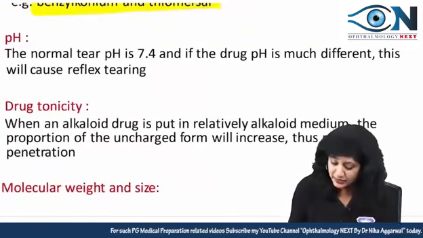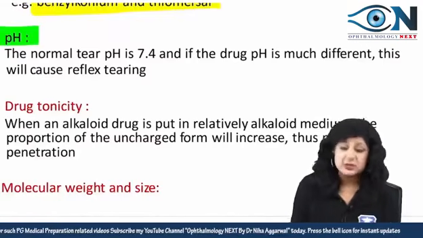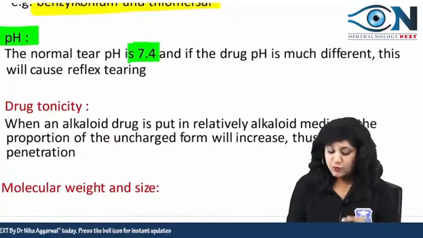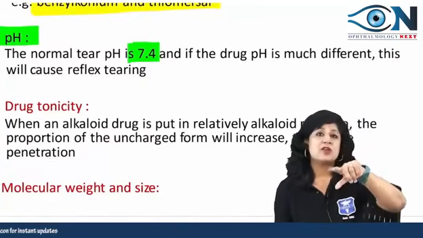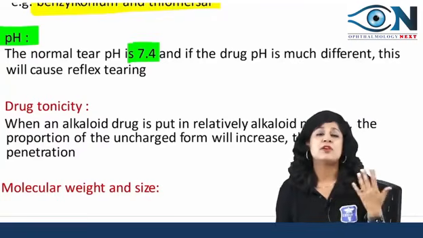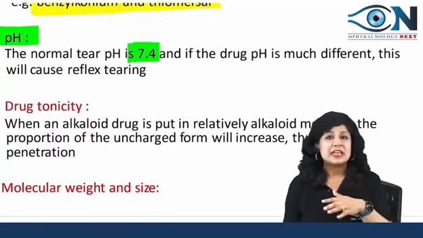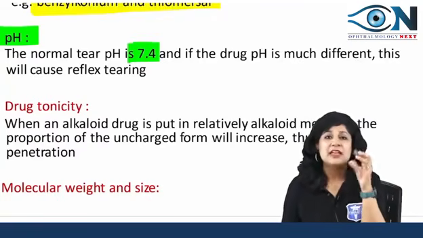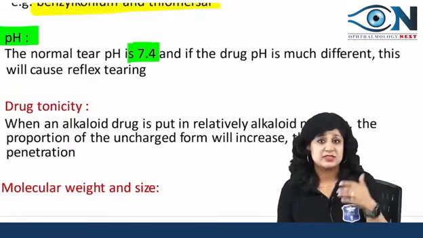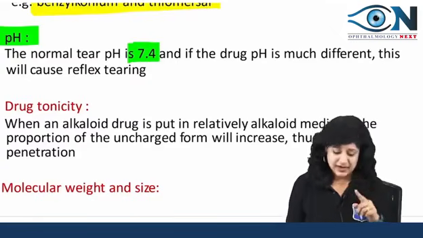Now the second important thing is the pH. What is the normal pH of the tears? That is 7.4. So what will happen if you are using a drug which has a very different pH? There will be reflex watering or reflex tearing. You must have seen that some drugs cause a lot of tingling and so much tearing when you instill them. That is due to the difference in the pH.